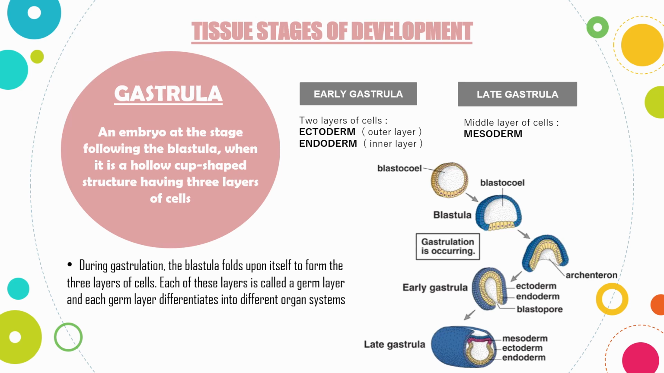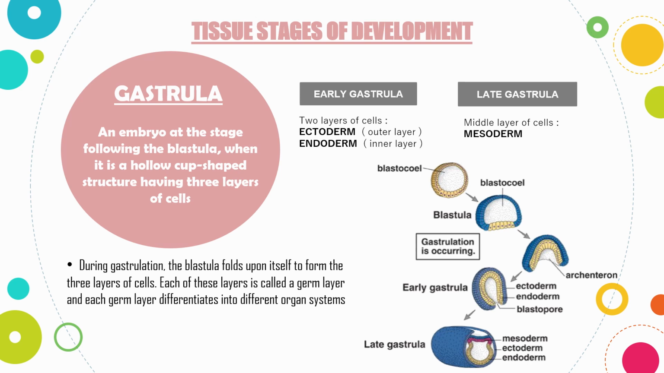During gastrulation, the blastula made up of one layer falls inward and enlarges to create the 3 layers of cells. Each of these layers is called a germ layer, and each germ layer differentiates into different organ systems. It means that gastrula is known as a 3-layered structure. These 3 germ layers are known as the ectoderm, mesoderm, and endoderm.